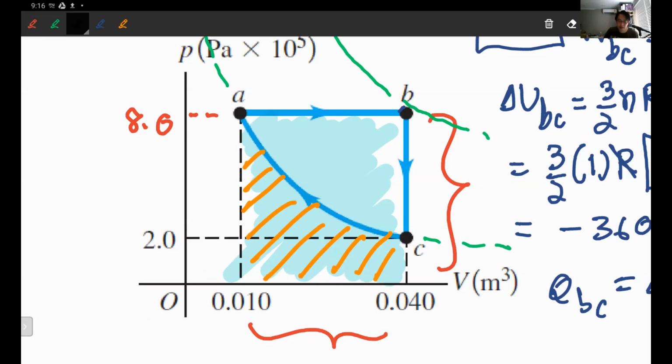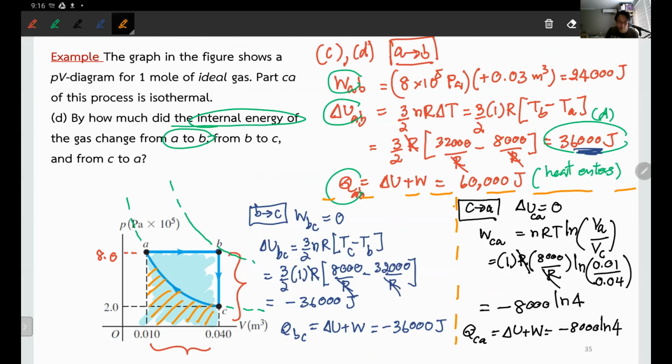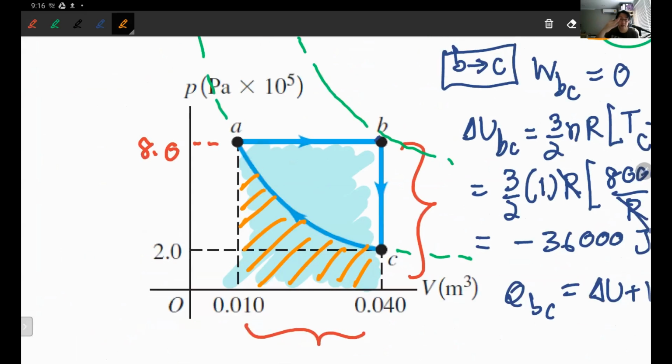C to A, the problem states directly the process is isothermal. So when you say isothermal here, it means the temperature change is zero, no change. When there's no change, it means the AC curve will be on an isotherm. So when the temperature does not change, the delta U will not change. I hope you see that the delta U is zero. Key is the delta. The change of the U is zero, not the U. The U cannot be zero.